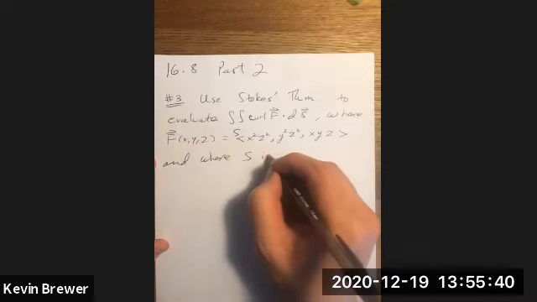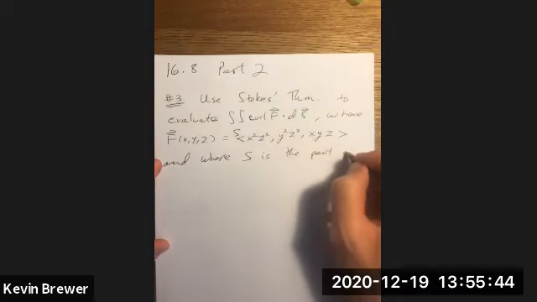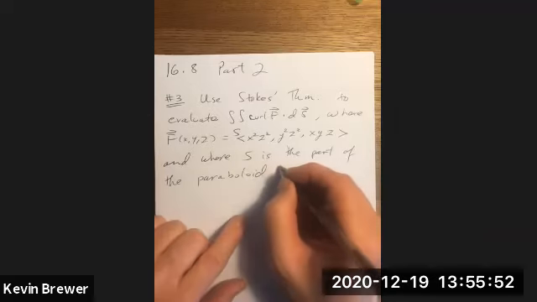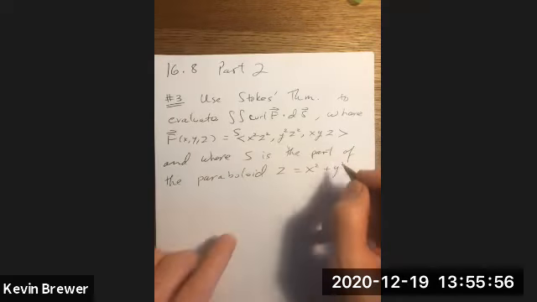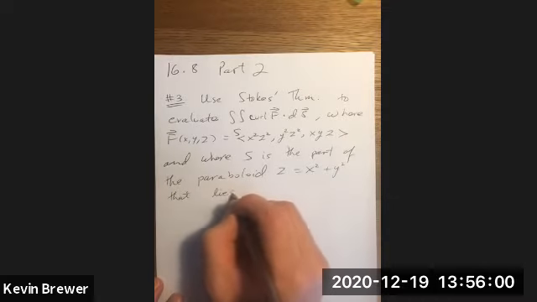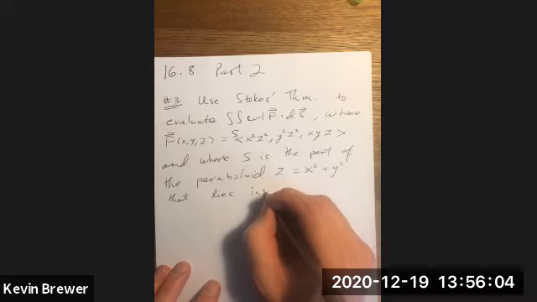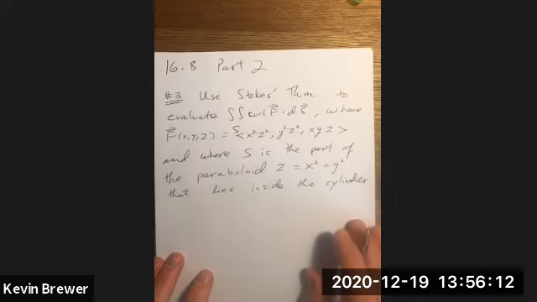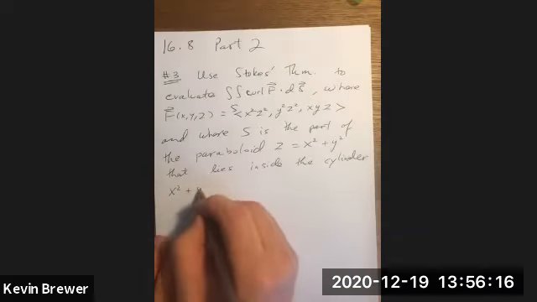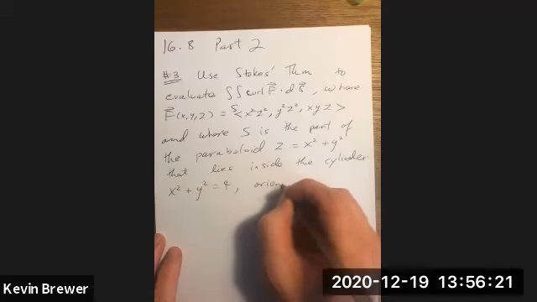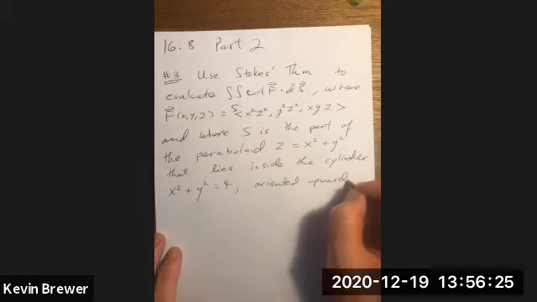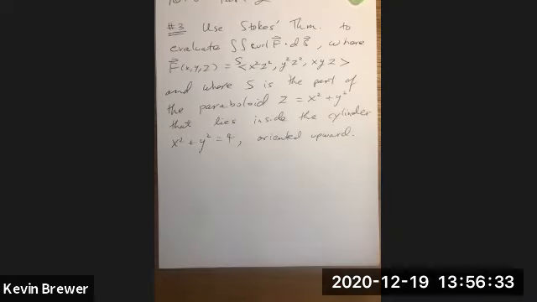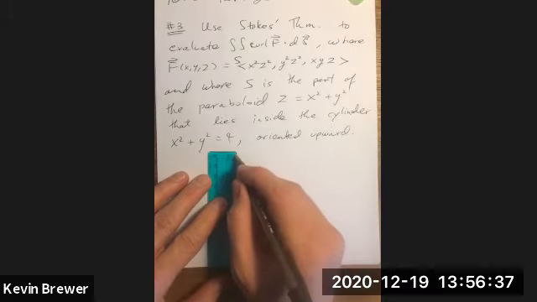And where S is the part of the paraboloid z equals x squared plus y squared that lies inside the cylinder x squared plus y squared equals 4, oriented upward. Okay, so let's sketch this out.